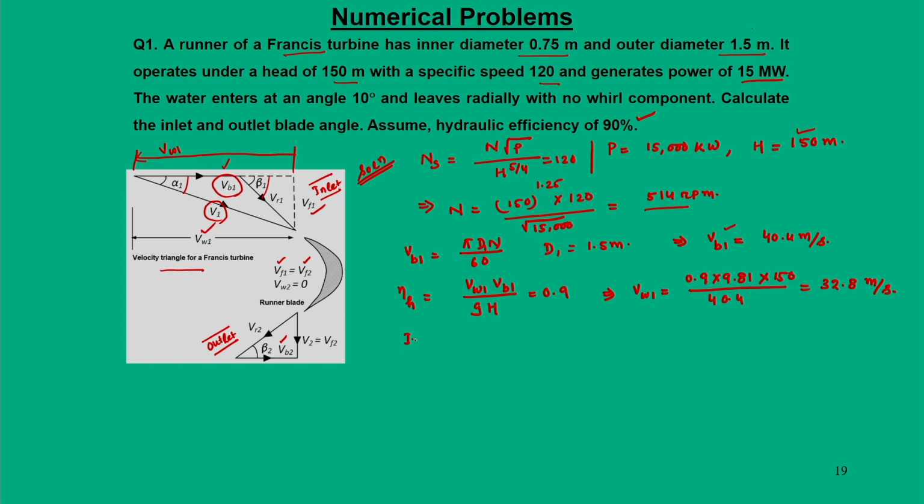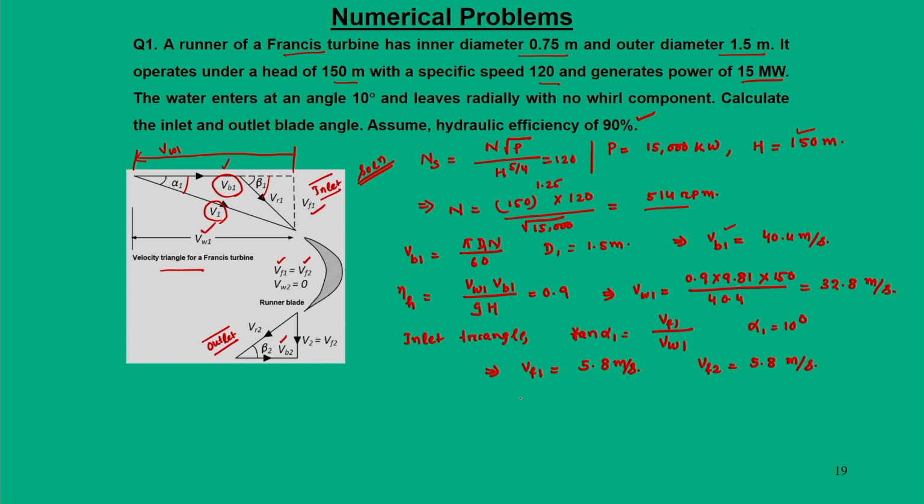Now, looking at the inlet triangle, we can write tan alpha 1 is equal to Vf1 by Vw1. So, Vw1 is known, Vf1 is not known. So, alpha 1 is 10 degree. So, this will give you Vf1 is equal to 5.8 meter per second. Since Vf1 is equal to Vf2, so you can say Vf2 also 5.8 meter per second.